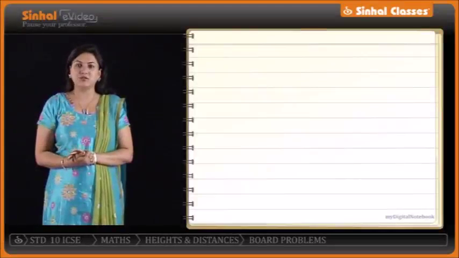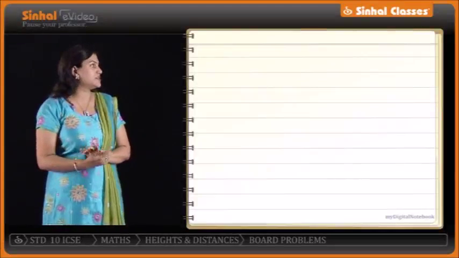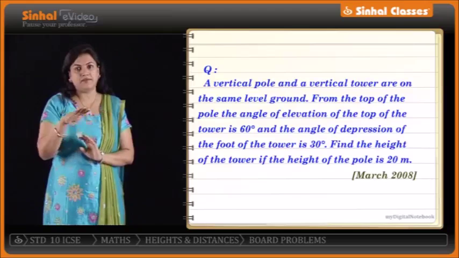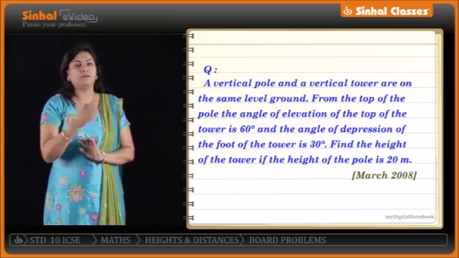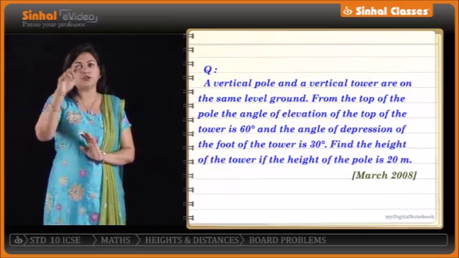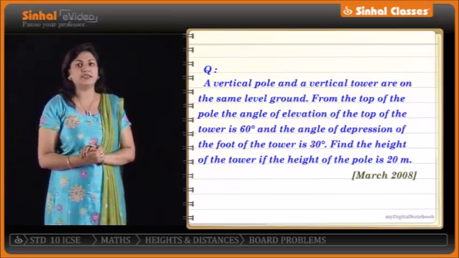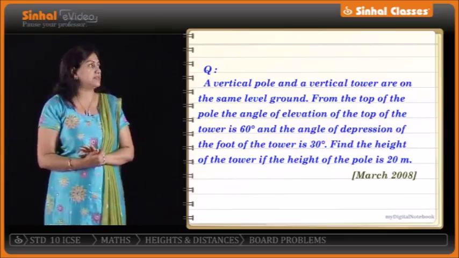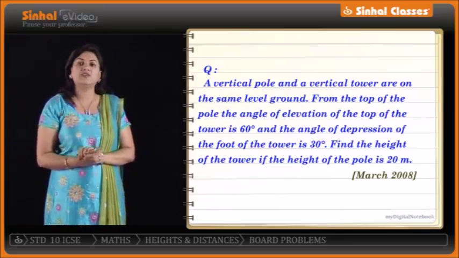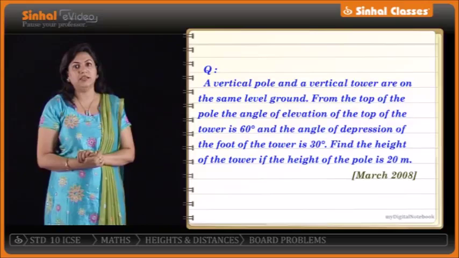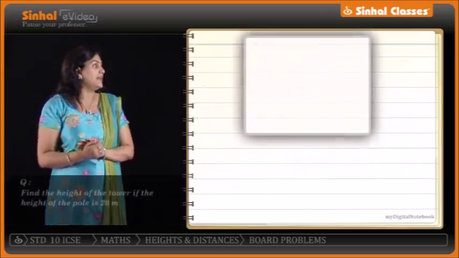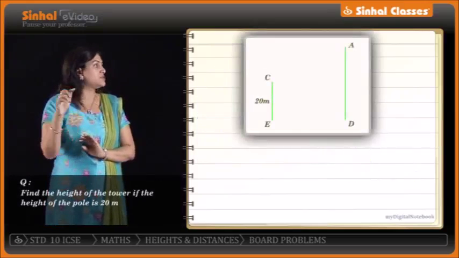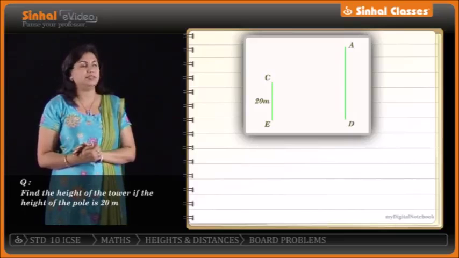Now we take the March 2008 board question, which is: a vertical pole and a vertical tower are on the same level ground. From the top of the pole, the angle of elevation to the top of the tower is 60 degrees and the angle of depression to the foot of the tower is 30 degrees. Find the height of the tower if the height of the pole is 20 meters. Now we draw the figure. Let CE be the pole and AD be the tower. We draw CB perpendicular to AD.